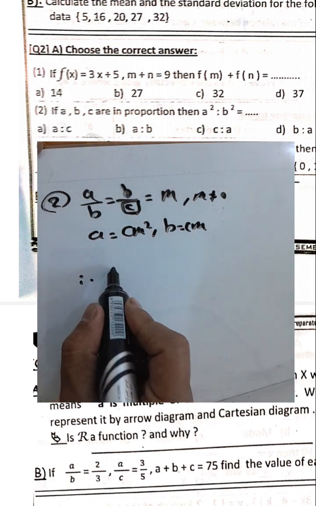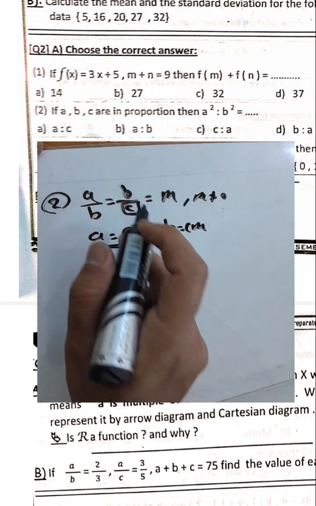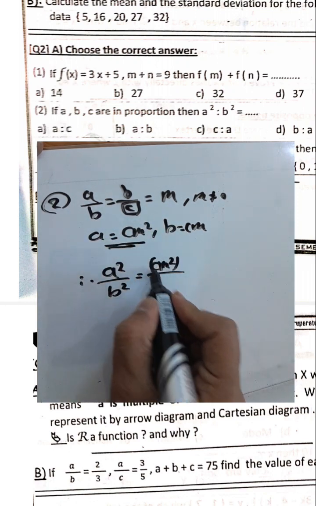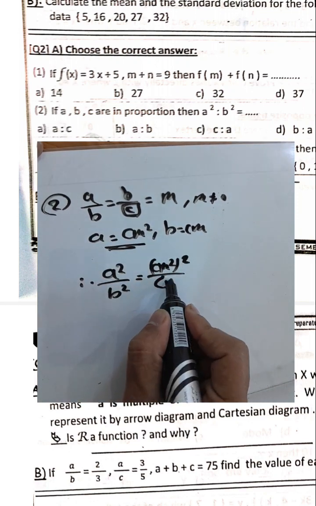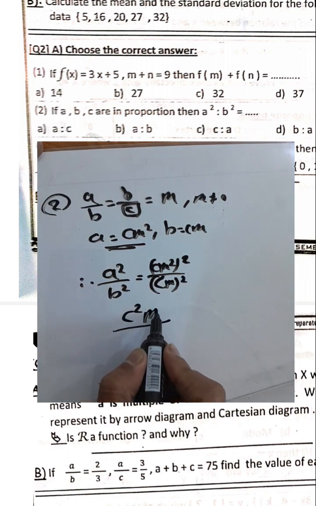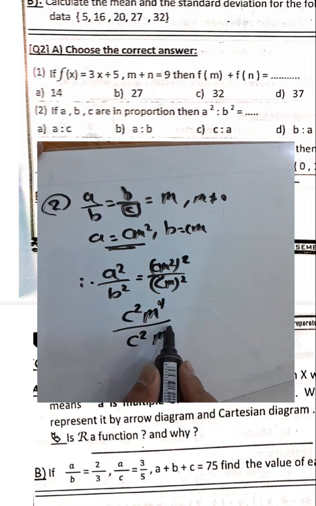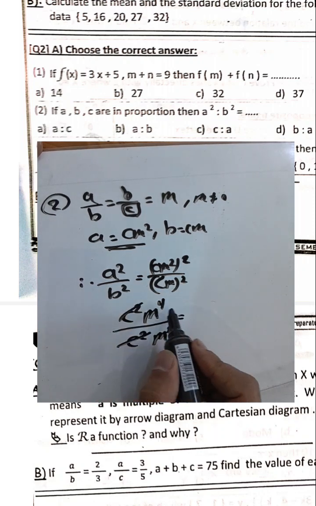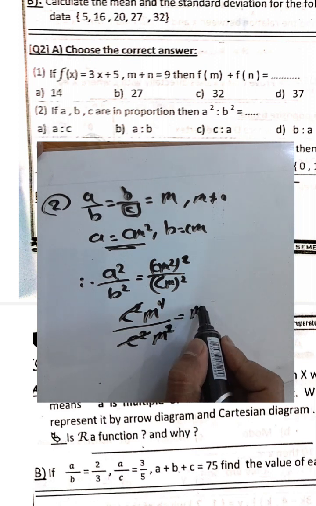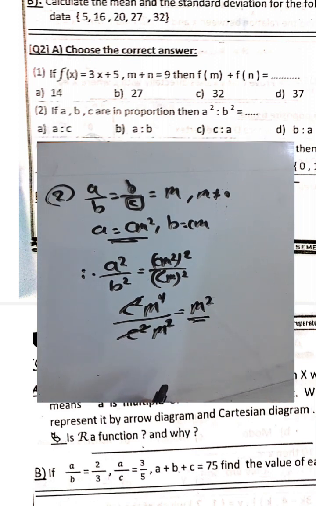Then the ratio between A squared over B squared, write A here, (Cm squared) all squared, over (Cm) squared. C squared will be C squared, 2 times 2 will be 4, M to the power 4. C squared will be C squared, M squared. We can cancel them, and M to the power 4 divided by M squared will be M squared. It's the result of this example. You want to find the ratio between A squared and B squared.